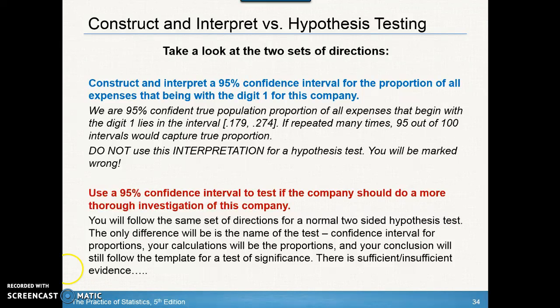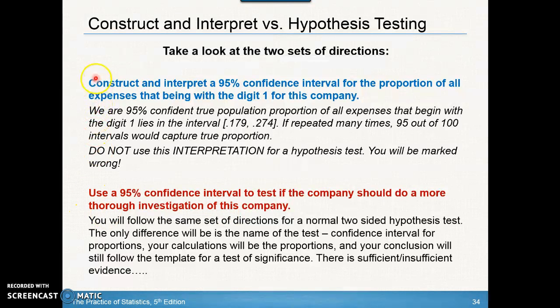Okay, so I know that we ended the last video with this slide. I just wanted to make sure everybody was okay with the difference between the two because we didn't have a chance to go over the second part. All right, so just like I said, make sure you read the directions carefully. Construct and interpret a 95% confidence interval is different than, see how it says you will use a 95% confidence interval to test to see if the company should do a more thorough investigation of this company.